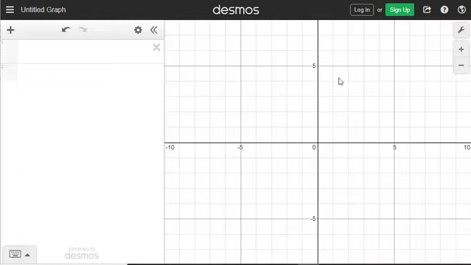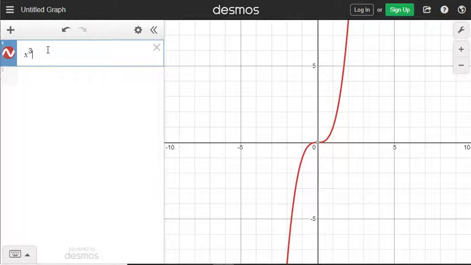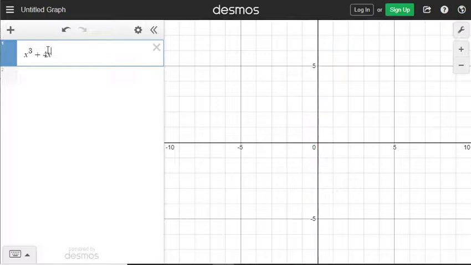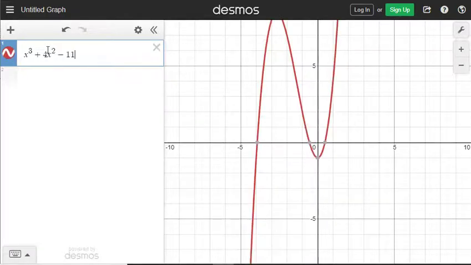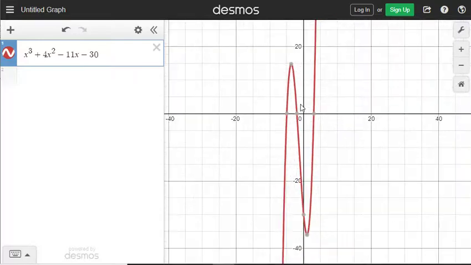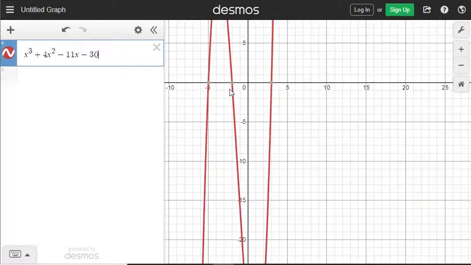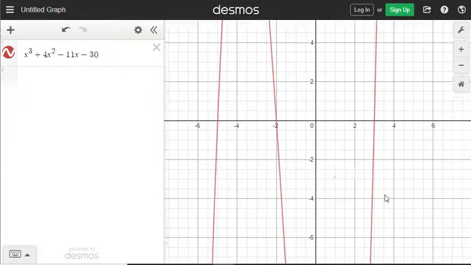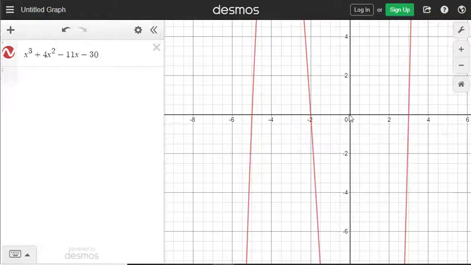All right, so let's take a look at this graph in Desmos. I opened up the Desmos graphing calculator, and I'm going to type in my equation, which is x cubed plus 4x squared minus 11x minus 30. Now remember, you can zoom in and zoom out if you want to get a better view. This is what our graph looks like, but I would probably zoom in because what we're really looking for is the x-intercepts. So that's a good look at the x-intercepts right there.